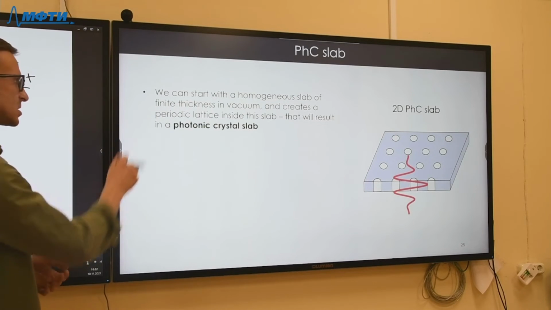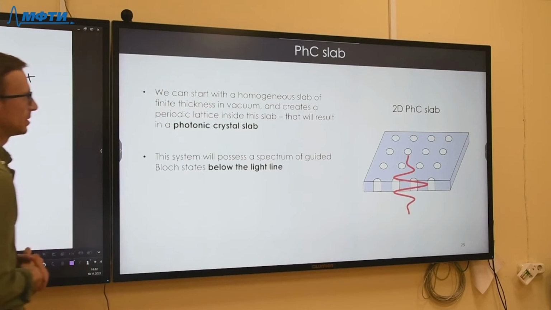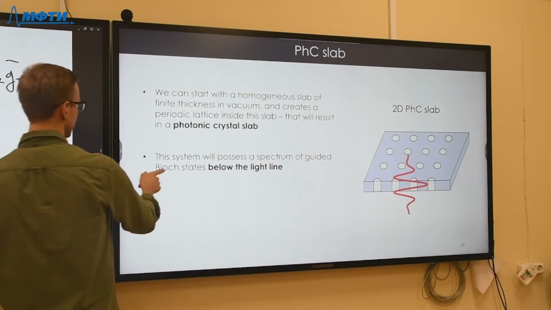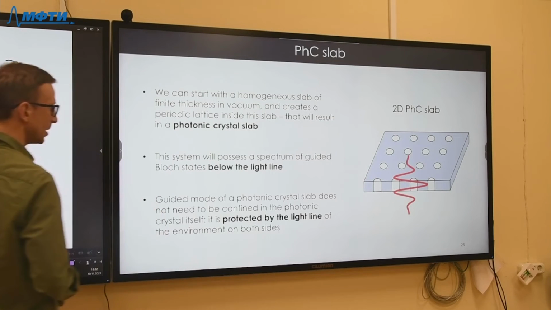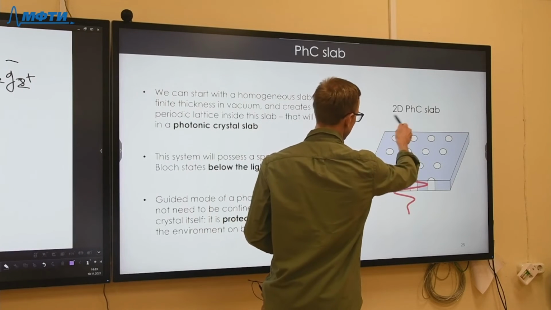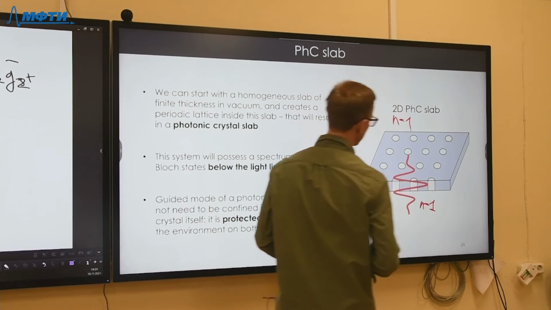But now the system is periodic in X and Y directions. So what's going to happen is that this system will contain a spectrum of guided Bloch states below the light line, which will be Bloch states because of the periodicity. However, these guided modes cannot be protected by the bandgap any longer, because on both sides of the system you have free space. You have air on this side, and you have air or homogeneous dielectric on this side.